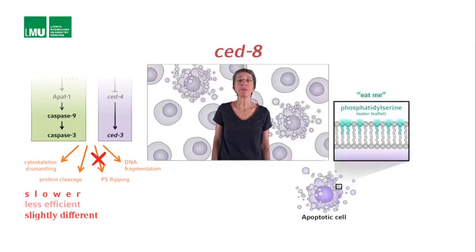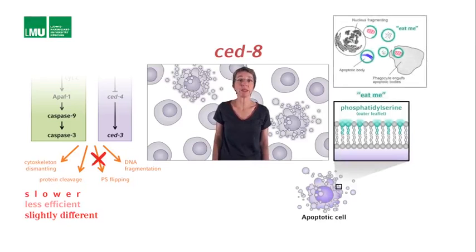PS flipping is an important aspect of the apoptotic process. Remember, it's the eat-me signal that tells phagocytes, such as macrophages, that the cell can be eaten. The paper by Nagata, Horvitz, and co-workers identified one factor, XK-related protein 8, or the homolog CED-8 in C. elegans, that contributes to this process. In the next session, I will briefly tell you about the process of phagocytosis and engulfment, which is triggered in the phagocytes in response to PS externalization.